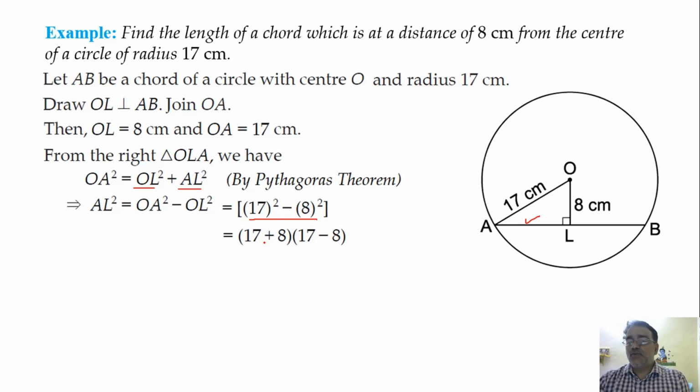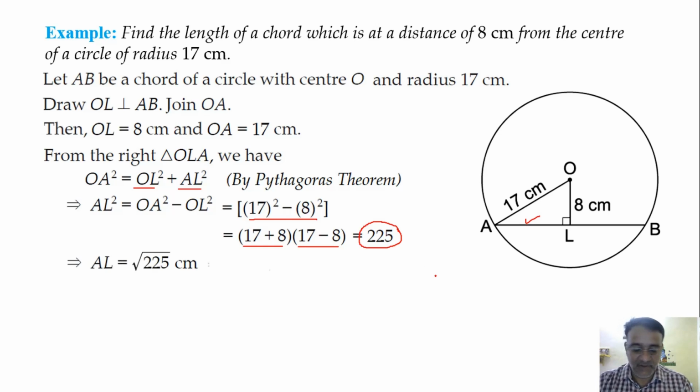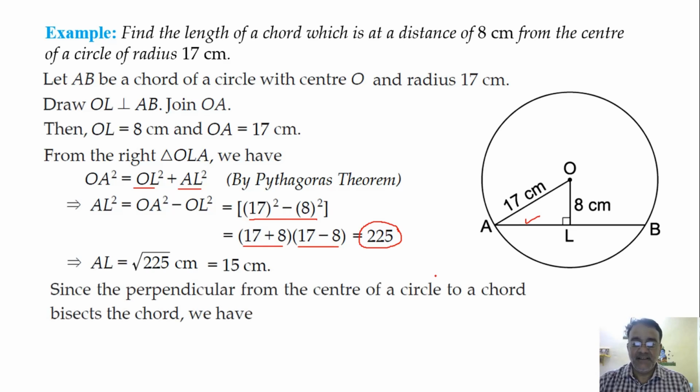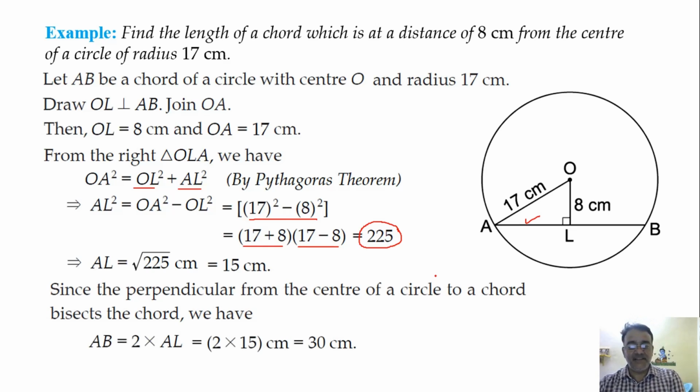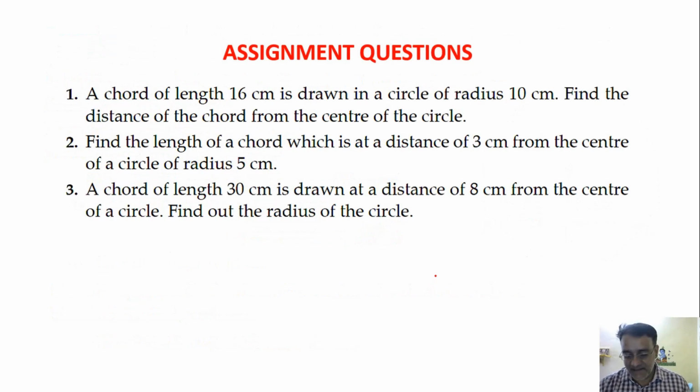289 minus 64, 225 होता है. Okay, so 225 is the square of 15. Otherwise A square minus B square के formula भी use कर सकते हैं. So this is 25 and this is 5. 25 into 9. So 225 आ गया. So 225 का square root होगा 15, right? So that means the chord will be equal to 2 times AL, that is 2 times 15, 30 centimeter.